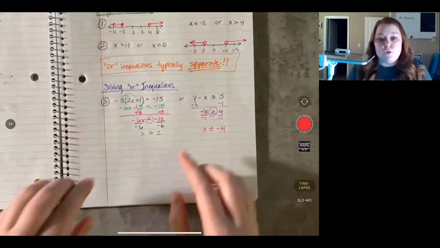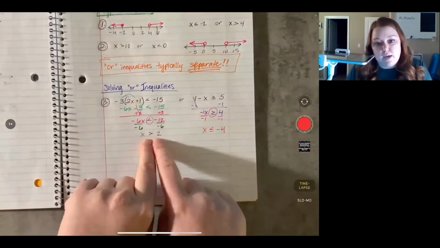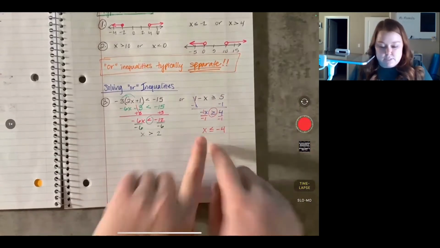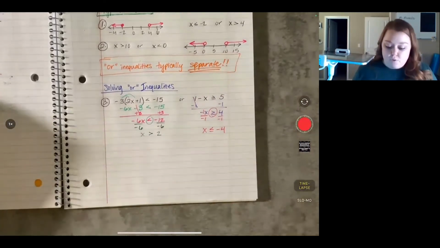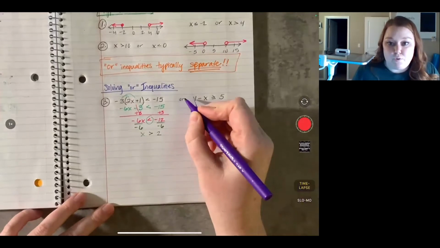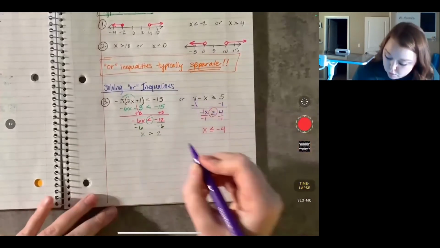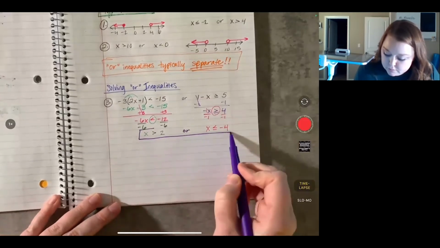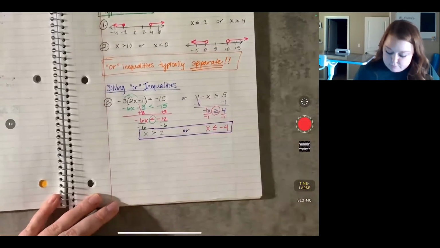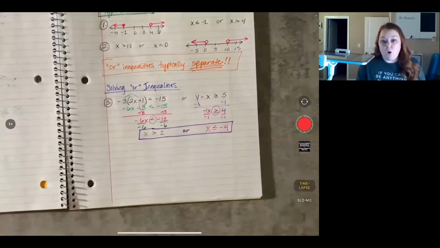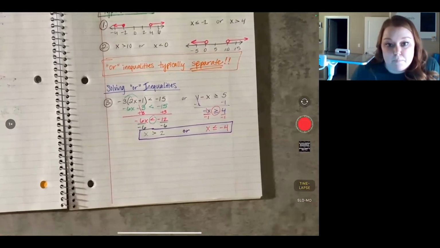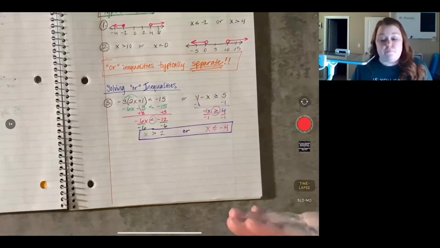Okay, so we solved this one. We got x is greater than 2. We solved this one. We got x is less than or equal to -4. The only thing left to do is to bring down the word or. Or needs to go in the middle of these two, and here's your final answer: x is greater than 2, or x is less than or equal to -4. That's your full answer.